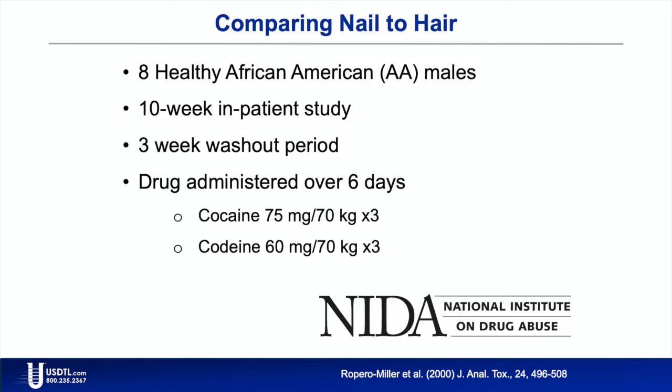Now, this is the fun part. Let's compare nail to hair. One of the early studies looked at 8 healthy African American males. It was a 10-week inpatient study with a 3-week washout, and they administered 2 drugs over a 6-day period, alternating each day. And so we had 75 milligrams per 70 kilograms times 3 days, and then on the alternate day, 60 milligrams per 70 kilograms of codeine. And then they started collecting hair and nails.